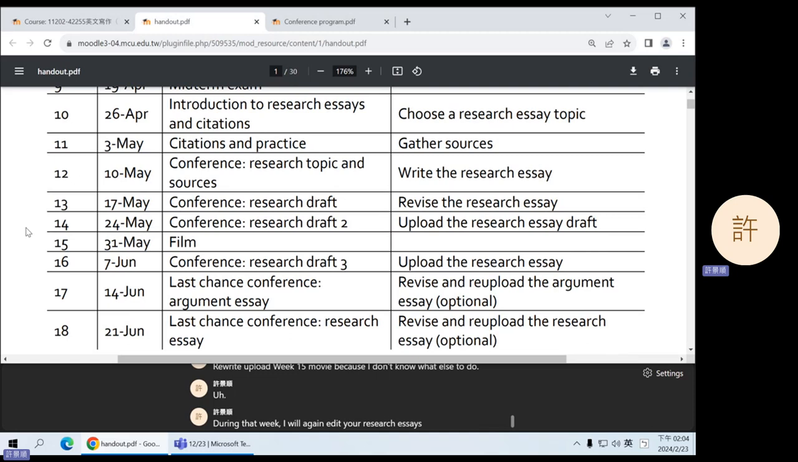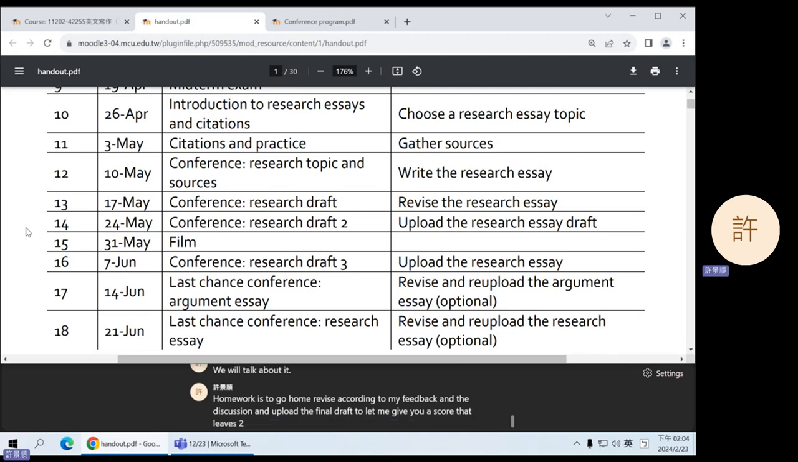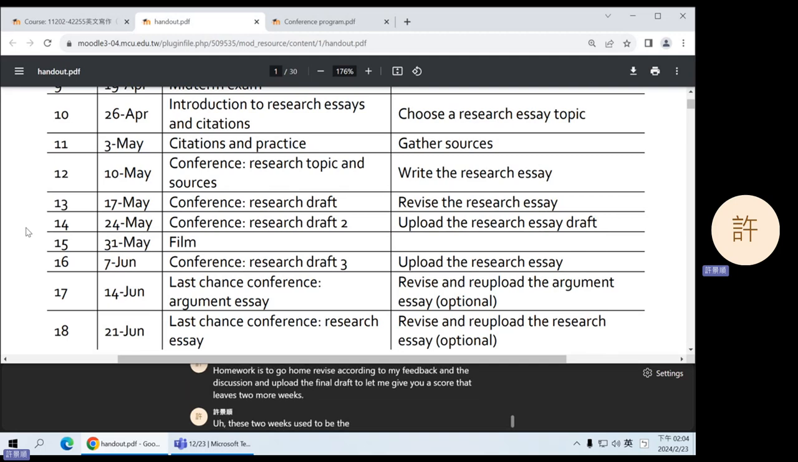So week 16, you will receive the marked essay. We will talk about it. Homework is to go home, revise according to my feedback and the discussion, and upload the final draft to let me give you a score. That leaves 2 more weeks. These 2 weeks used to be the midterm and final exam weeks.